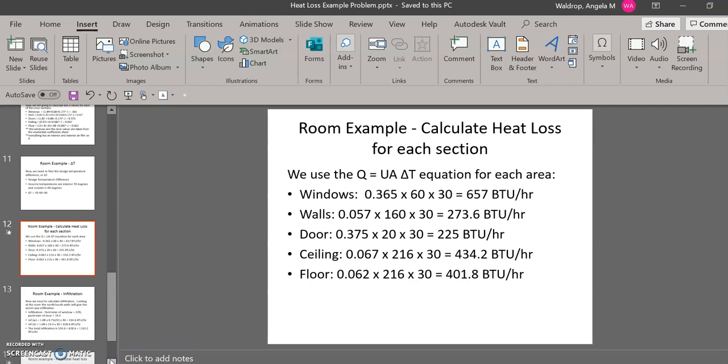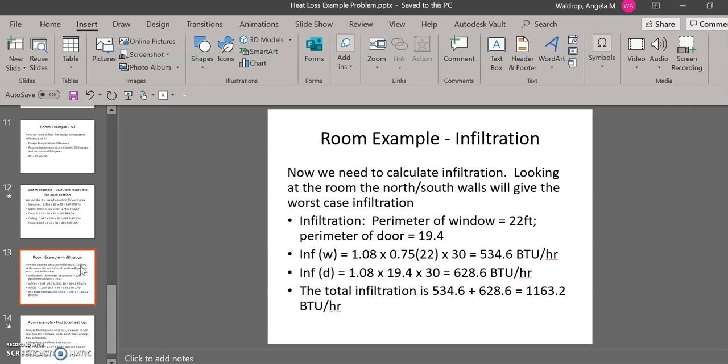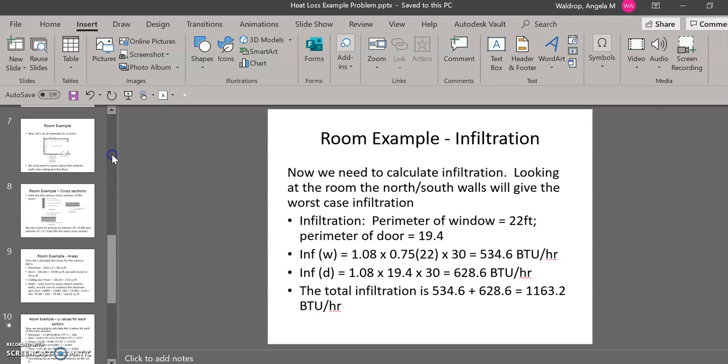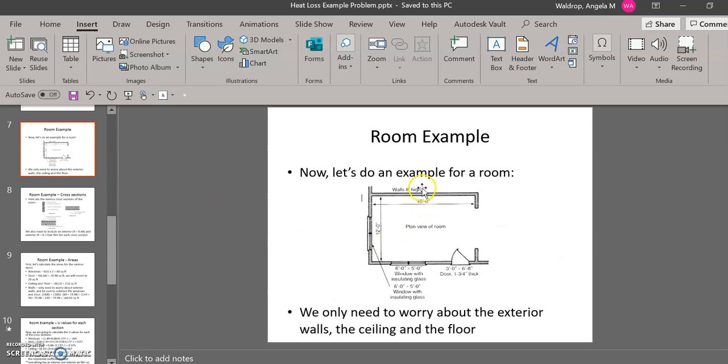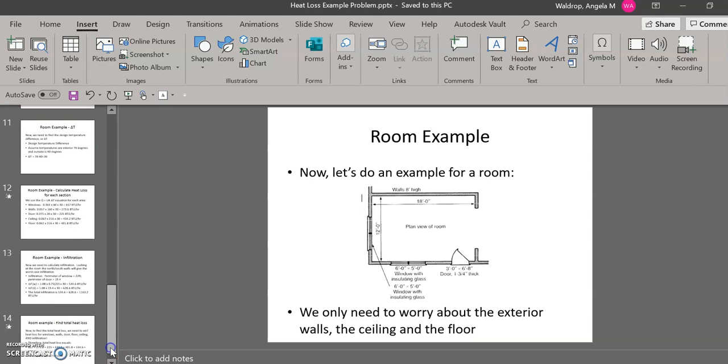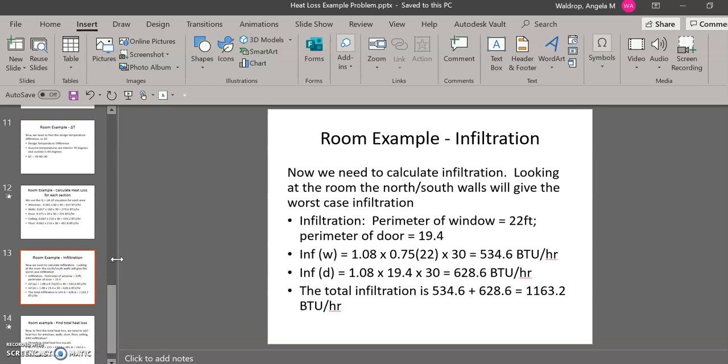Okay, the next step is we have to worry about infiltration. Now, if we look at the room, the picture of the room that was given, I'll go back to that real quick. You can see I'm either going to have north-south or east-west infiltration. If I look at the north-south walls, that's going to give me the worst case infiltration, so that's what I'm going to use. So it's got the window and the door in there. So I go back to that. The perimeter of the window is going to be 22 feet. The perimeter of the door is 19.4 feet.